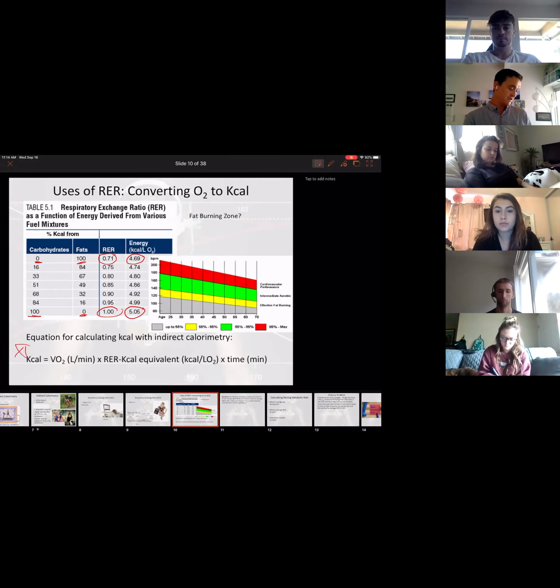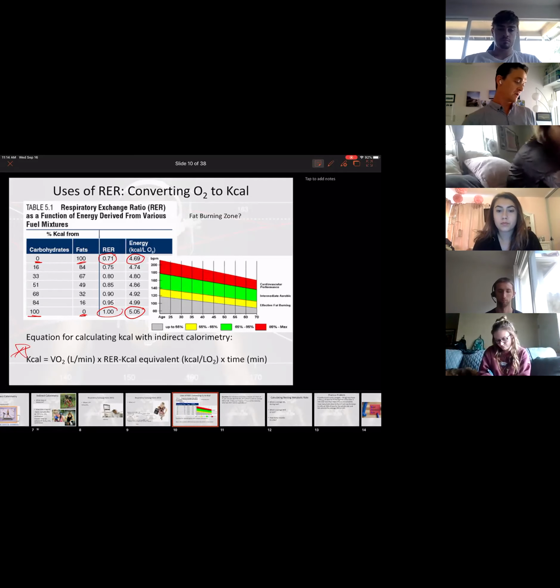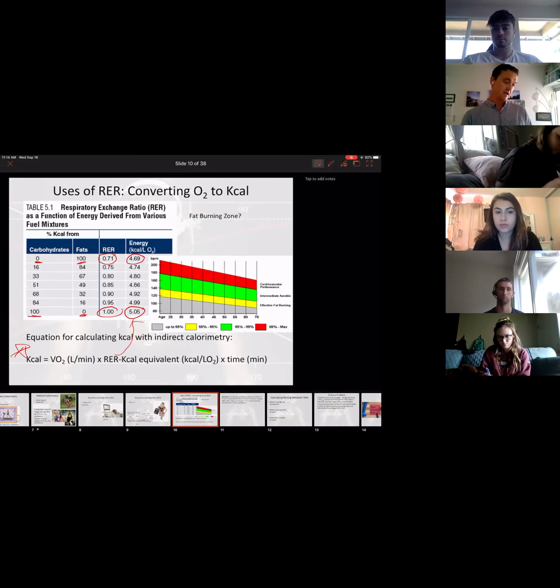So this is our equation that we're going to be working with today, guys. Calories equals VO2 in liters per minute, multiplied by the number that we get from right here, that RER to kcal equivalent, okay? And then we just multiply it by time. How many minutes were they at that VO2 and at that RER for? Putting those 3 numbers in, we'll get the number of calories burnt, okay? We're going to do that here with multiple examples in 1 second, okay?